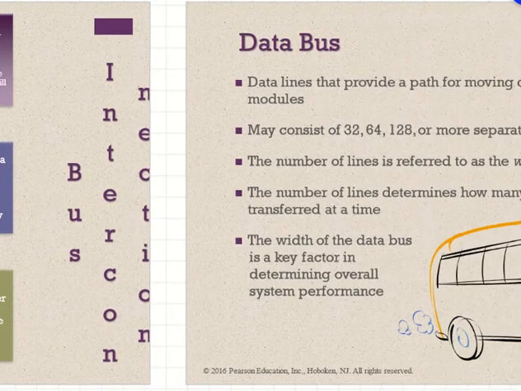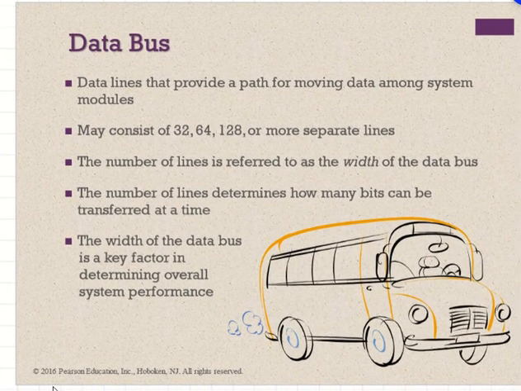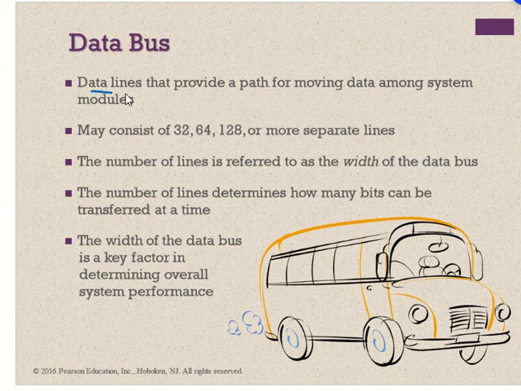So let's talk about the data bus. The data bus has data lines. I told you a bus contains multiple lines. The data lines provide a path for moving data between the components. That's the idea of the data bus. It may contain 32, 64, 128 lines, etc. Remember, each line can carry 1 bit of data. If I have 128 lines in the data bus, it can carry 128 bits at the same time.